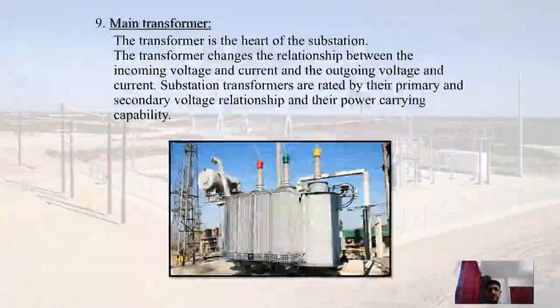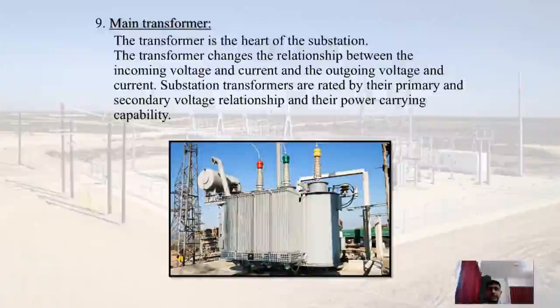The next element we are going to see in the next slide is the main transformer. Now, the transformer is the heart of a substation. This is one of the main points to be noted. The transformer changes the relationship between the incoming voltage and current and the outgoing voltage and current. Substation transformers are rated by their primary and secondary voltage relationship and their power carrying capability.